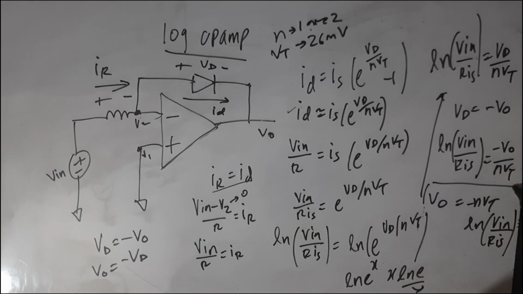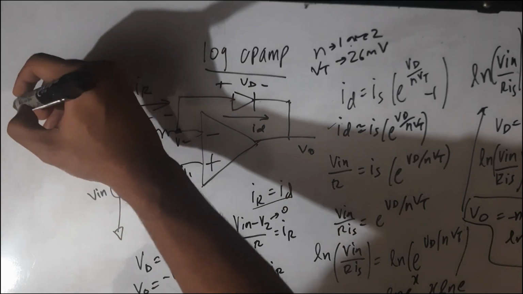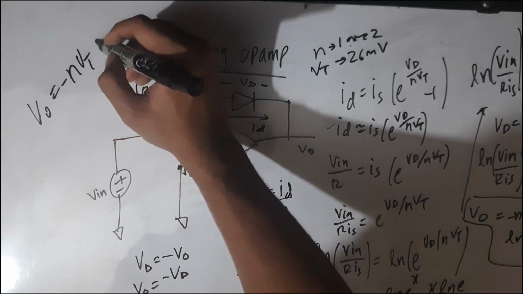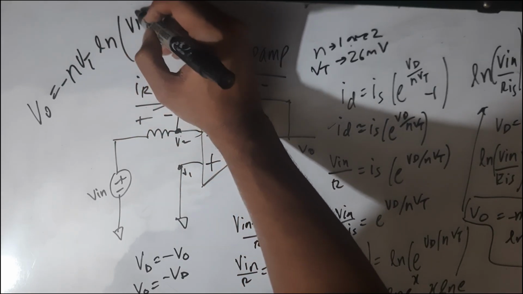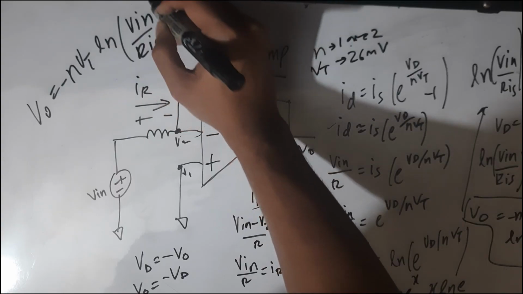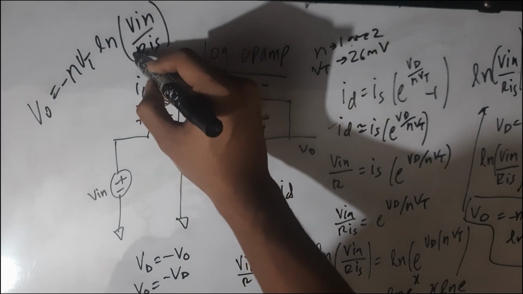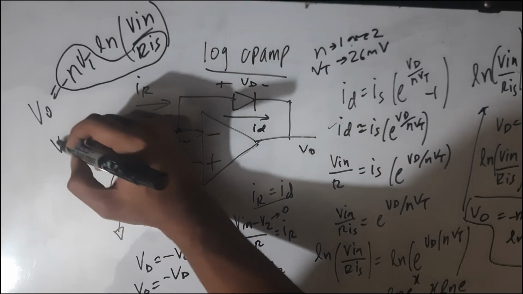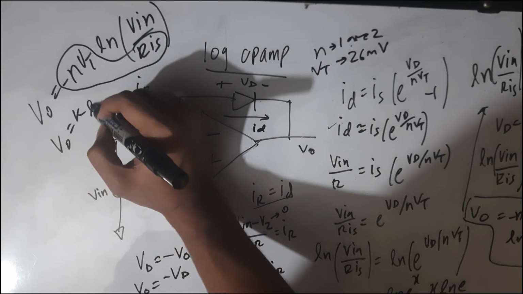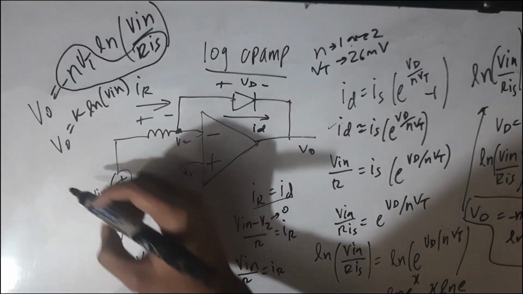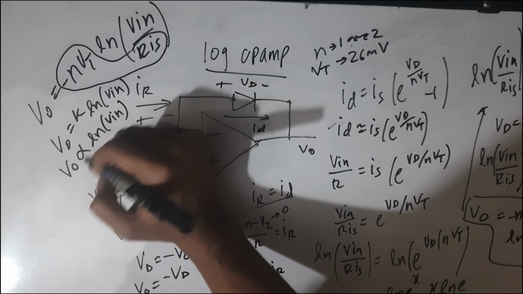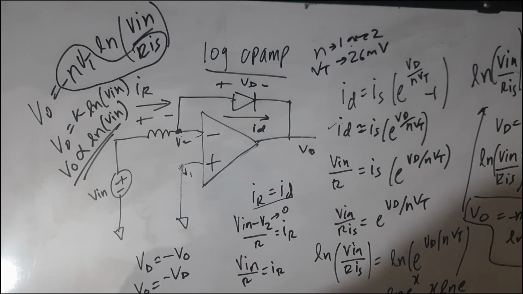This is our final equation. To write this clearly, V0 is equal to negative of N VT ln Vin by R IS. R, IS, N and VT are all constant. Therefore, V0 is equal to K ln Vin. Therefore, V0 is directly proportional to ln of Vin. This is the relationship, hence established.